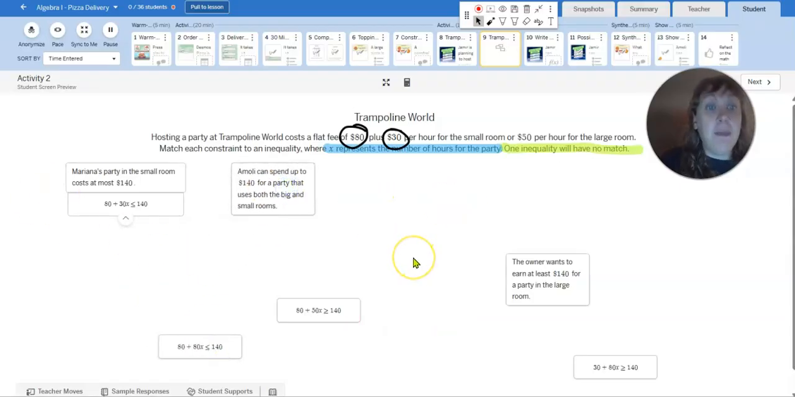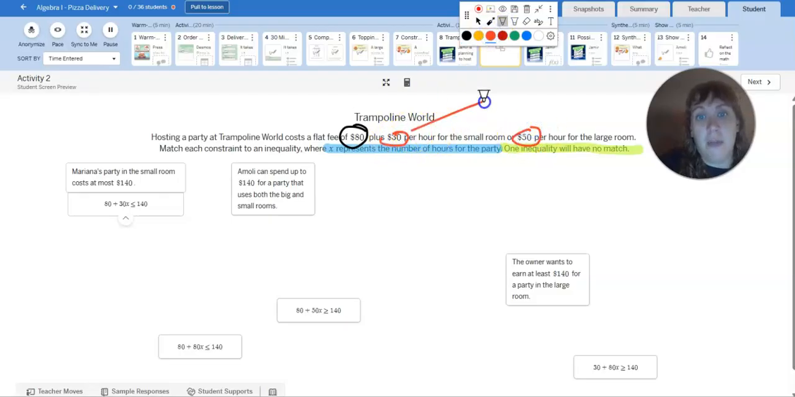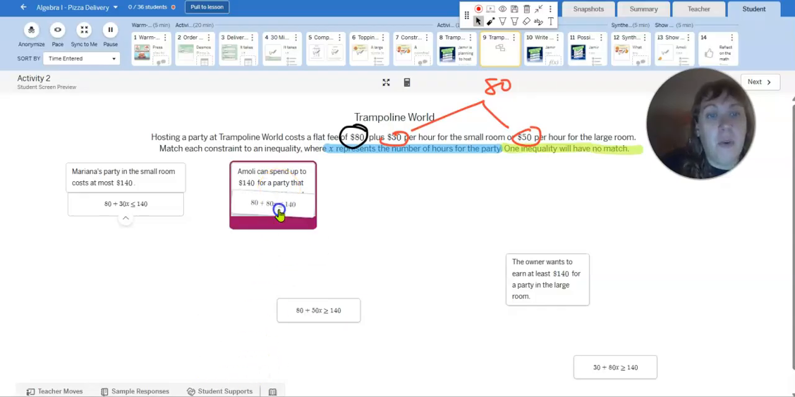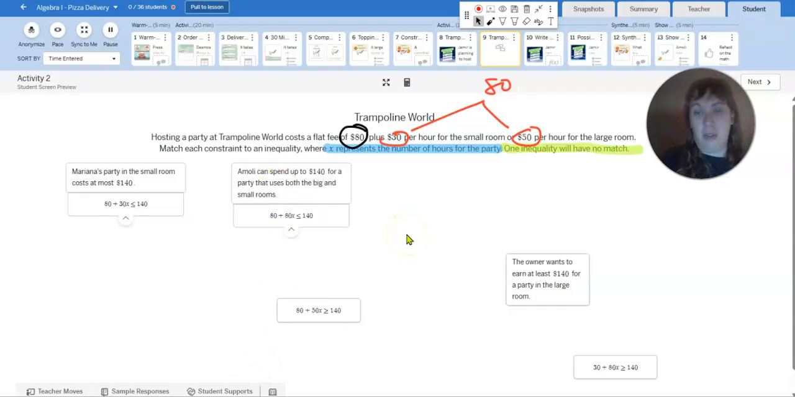Amoli can spend up to $140 for a party that uses both the big and the small room. So Amoli is renting out the big room and the small room. So we still have 80, but then we need to consider the price for the small room and the big room, which adds up to 80. So we have 80 plus 80x, and the most they can spend is 140, so it has to be less than or equal to 140.